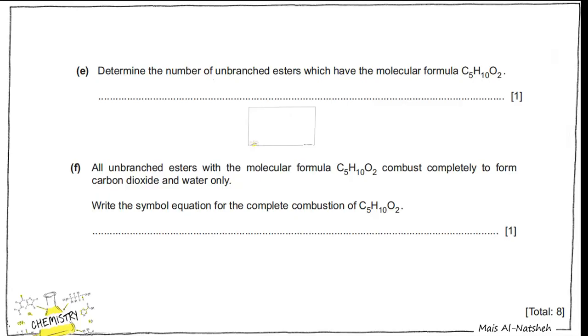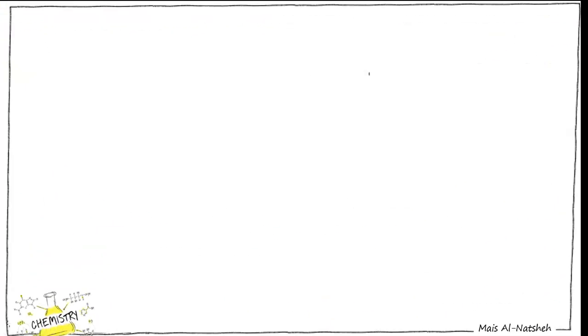Determine the number of unbranched esters which have the molecular formula C5H10O2. How can I tell? I have to sketch the possible options for esters with the formula C5H10O2. For the first option, start by drawing the functional group, which is the ester linkage, C double bond O, and then on this oxygen attach 1 group containing 1 carbon and put the rest of the carbons on the other side. We start with 1 attached to the oxygen. Here we have the second, the third carbon, 4th carbon, and 5th carbon.